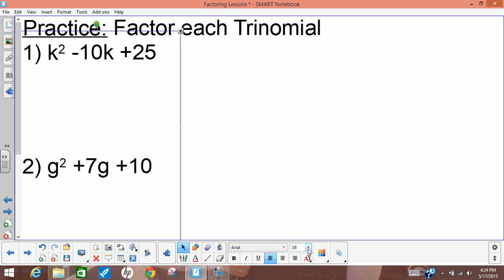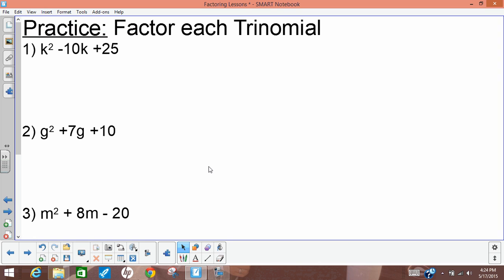So again, I have three examples that I need to make smaller, just like I did the other day. I want you to factor each of these trinomials. Start by finding the factors that multiply to be c, so plus 25, plus 10, negative 20, and then pick the pair that also adds to be b, so in this case negative 10, 7, and 8. Give that a shot.